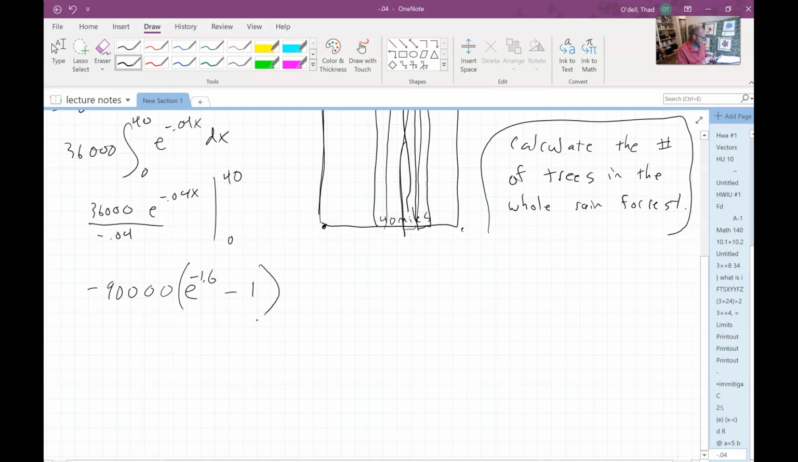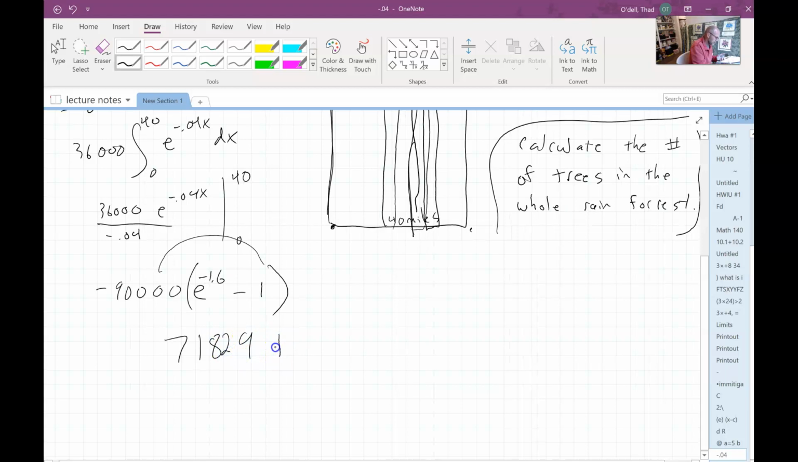So then we take negative 90,000 times e to the negative 1.6, and then we add 90,000 to that, because negative 90,000 times negative 1 would be positive 90,000. And we get 71,829 trees.